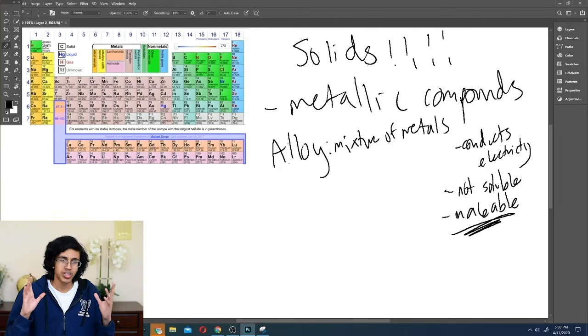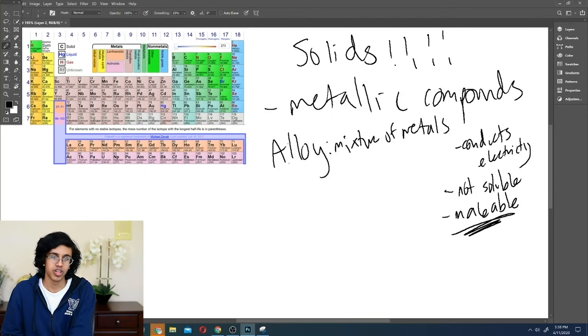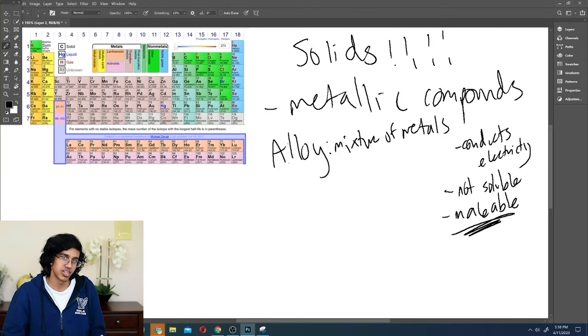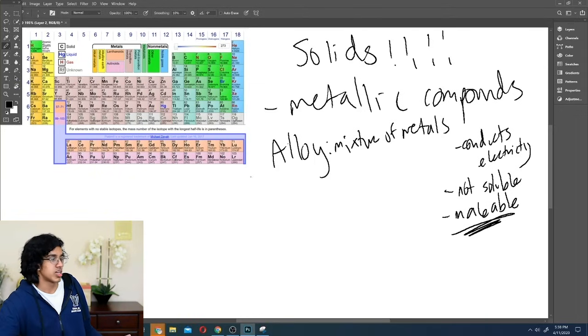Well, anyway, the point is that alloys are basically mixtures of metals that are really useful because they have new properties that are completely different from the other metals. They could increase their melting point, they could be more malleable, less brittle. You could change a lot of the properties just by making it into an alloy. So what you basically have to know is that there's two types of them.